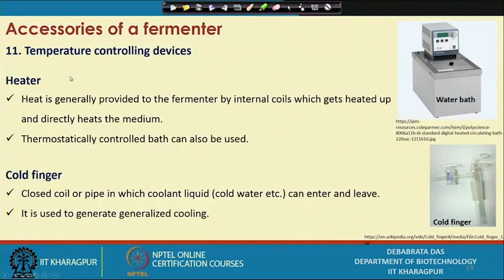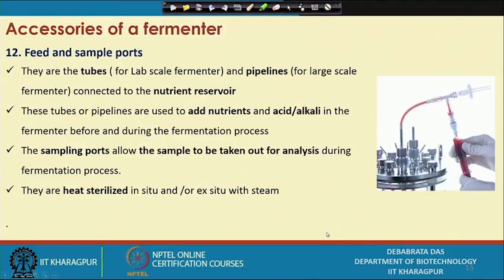Then we have the temperature controller device. We can have heaters, and we can have a cooler or cool finger; we can have different types of arrangement. Then this is the feed and sample port that I showed you. If you increase the air pressure, you can automatically draw the sample and close the valve. This is how we can do it.